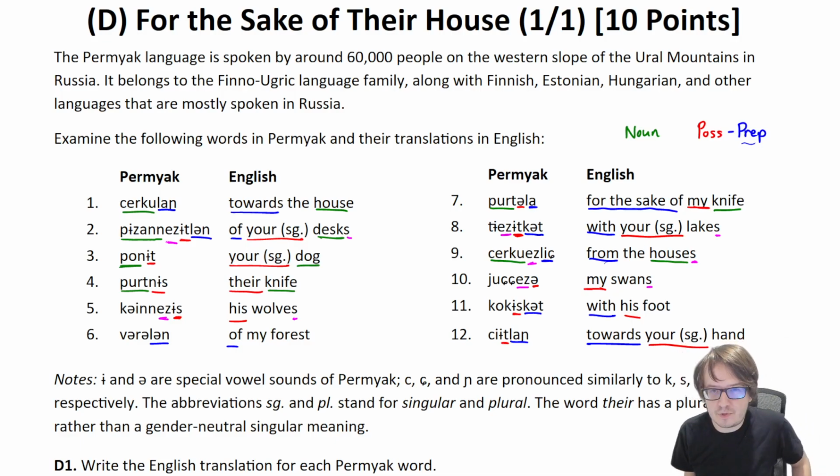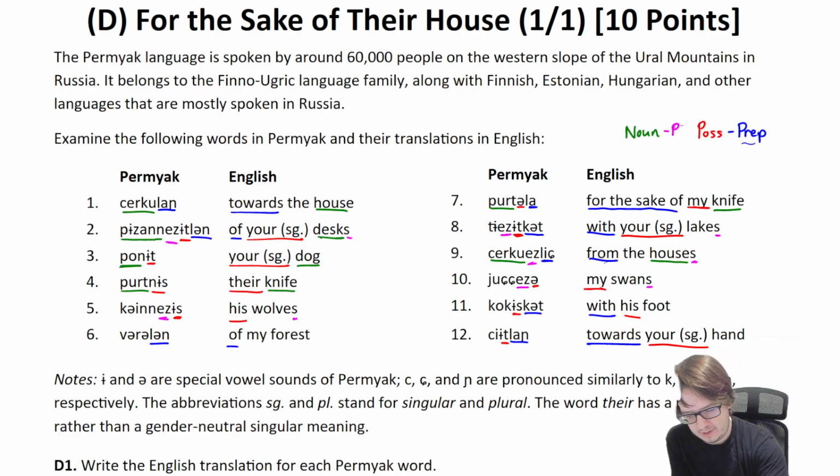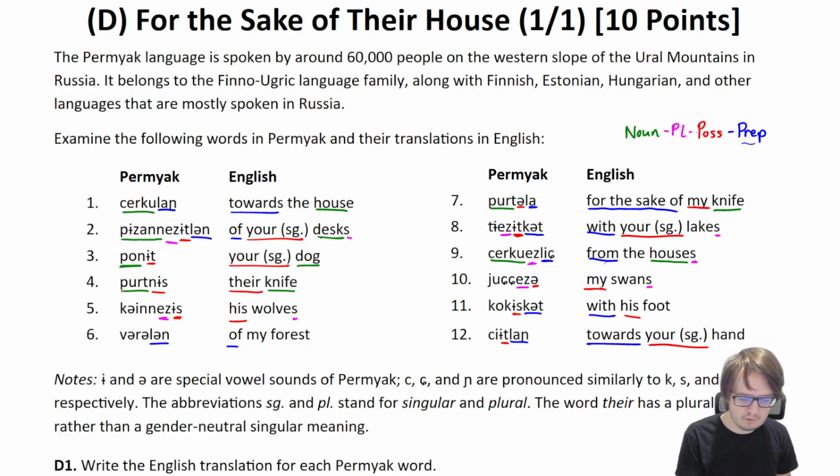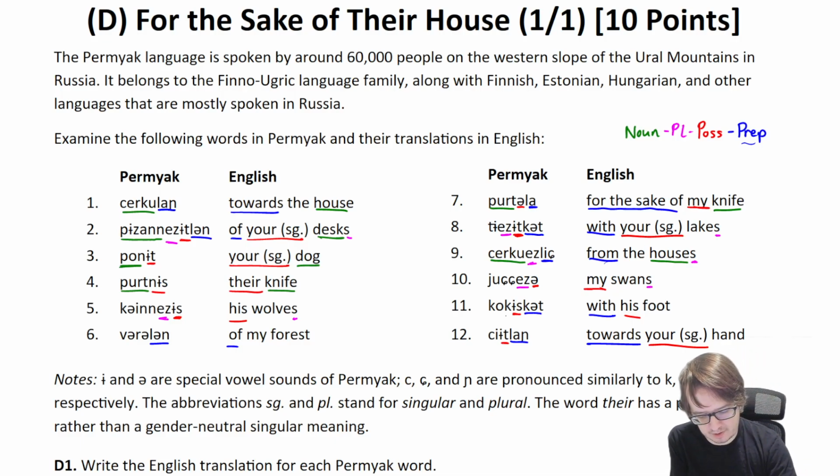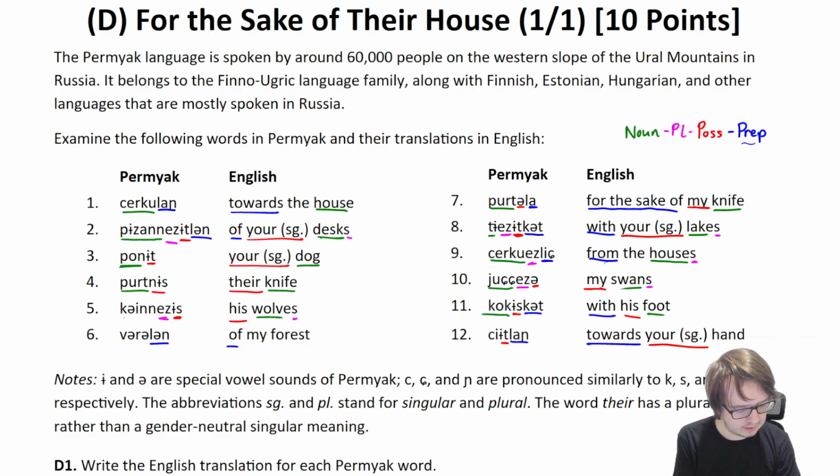So it looks like we have most of this data set figured out at this point. If we take a look at our structure here, it's going to be noun, plural, possessive, and then the prepositional meaning. So if we want, we can just underline some of the rest of these. So we know Kolk has to be foot, swan has to be yush, lake has to be t, and then wolves would be kain, and forest would be ver. And we know from before that my is this schwa, this here. Okay, so we have everything taken apart.